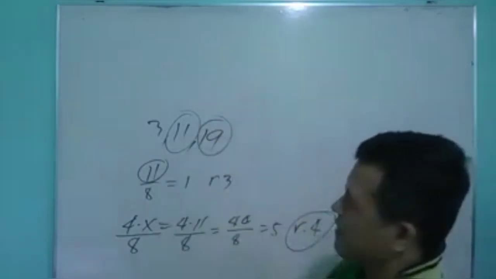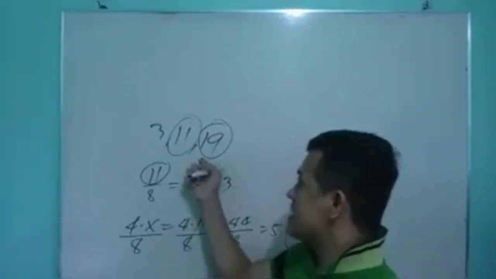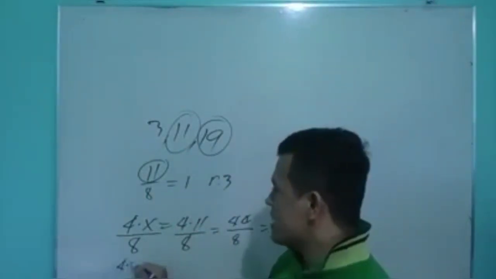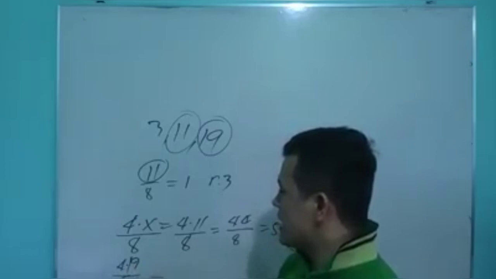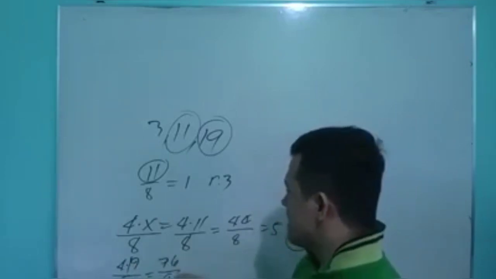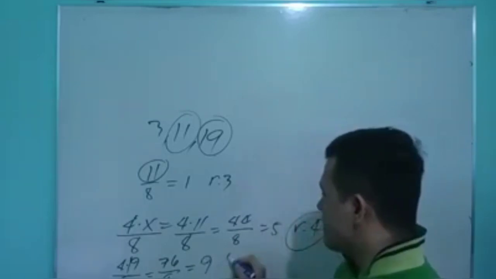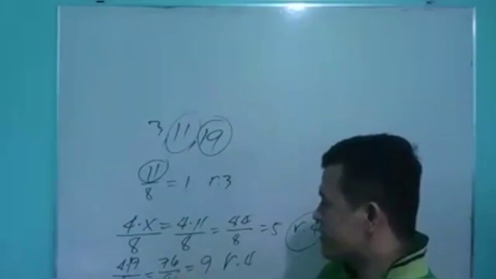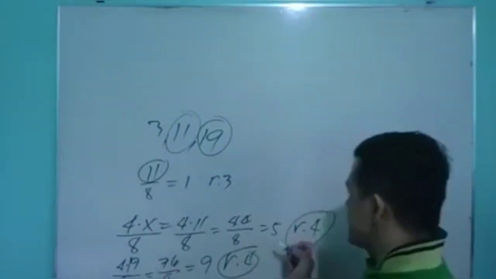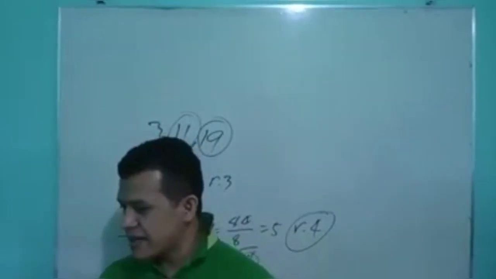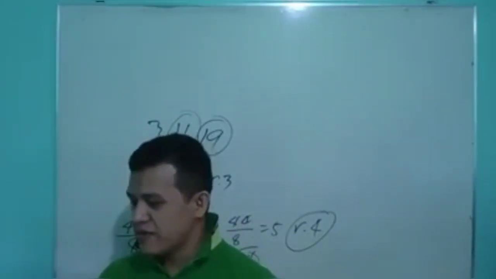Shall we say, let's try 19. If x is 19, that's still remainder 3 if you divide it by 8, right? So 4 times 19 is 76, divided by 8, so that is what? 9 and remainder 4, because 8 times 9 is 72, and 76 minus 72 is remainder 4. Still, the pattern is the same. So the remainder is 4. That's letter D, the answer for number 7.